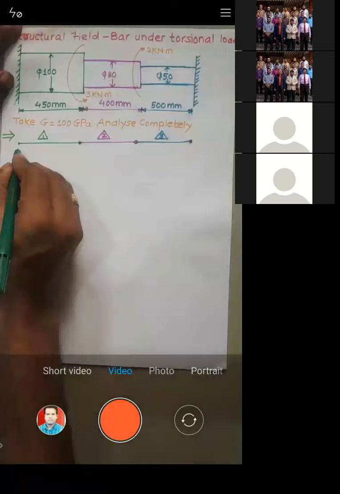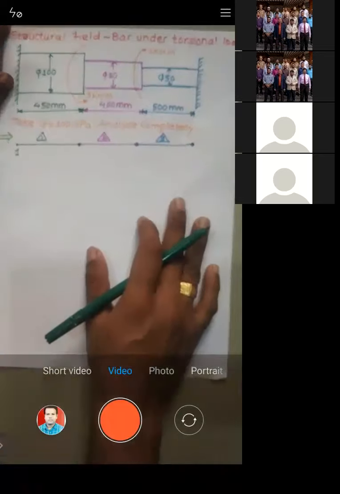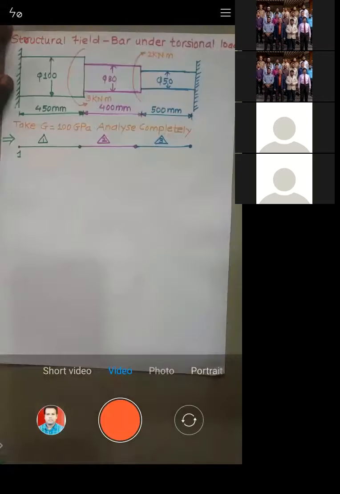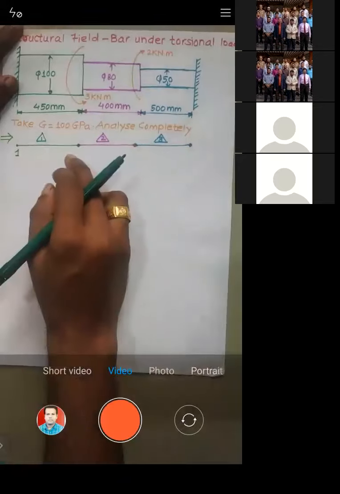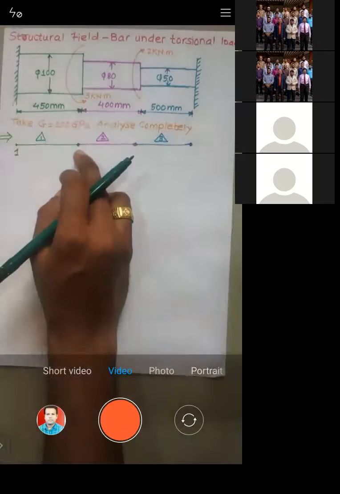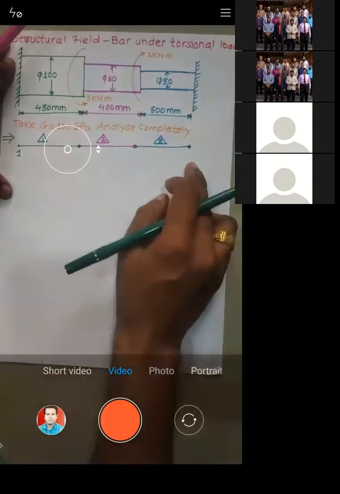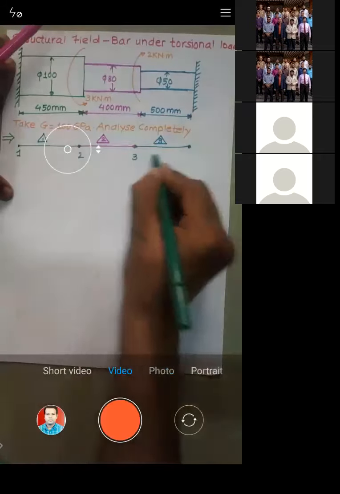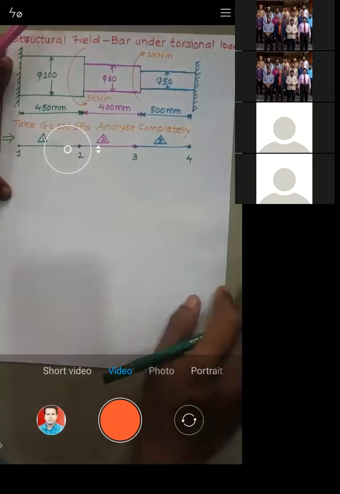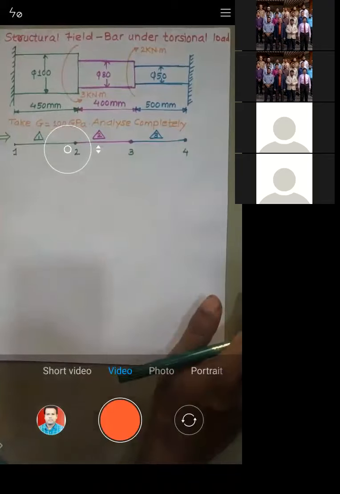See, this is your node 1, right? Then this becomes your node 2, straight, or you need to number in this manner. So this is your node 2, this is your node 3, and this is your node 4. So this is how we have numbered the nodes. Initially we formed the elements, now we have numbered the nodes.